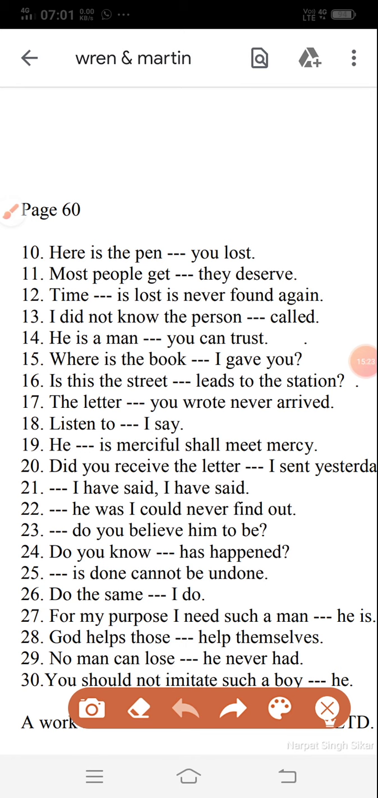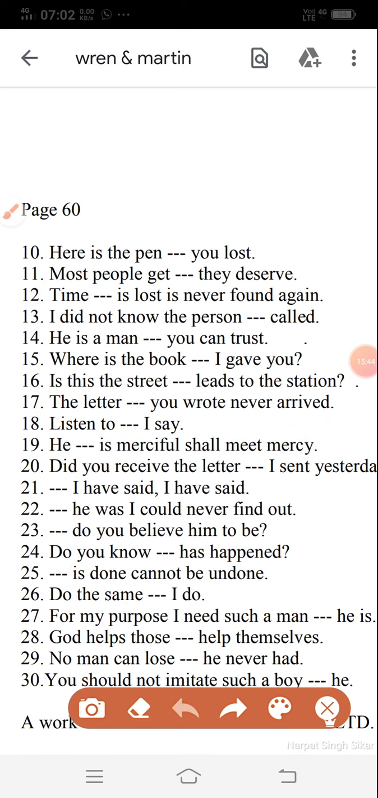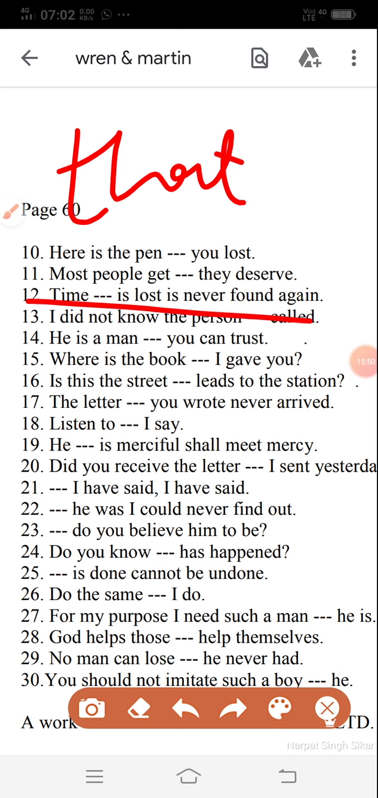Time blank is lost is never found again. Time, noun plus blank plus verb. What do you have to write? Which or that? You can write that here. Right, time that is lost is never found again. This is a proverb, and in this proverb we use only that.